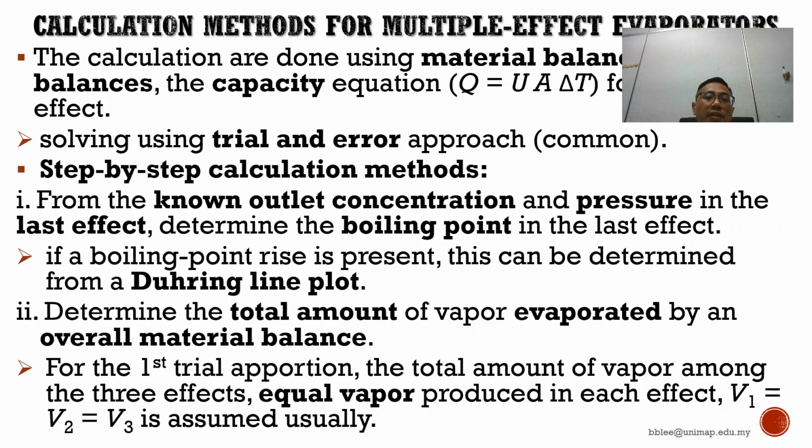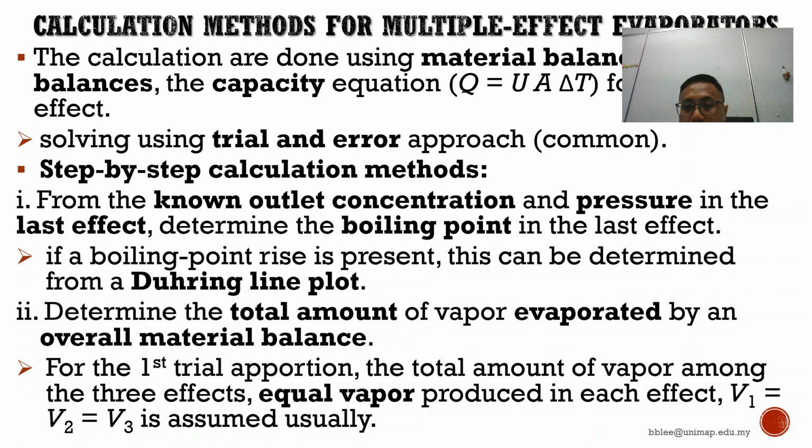From the known outlet concentration and pressure in the last effect, determine the boiling point in the last effect. From the concentration and the vapor pressure that we know, we can determine the boiling point in the last effect. If a boiling point rise is present, then we can use the Duhring line plot that we learned earlier.